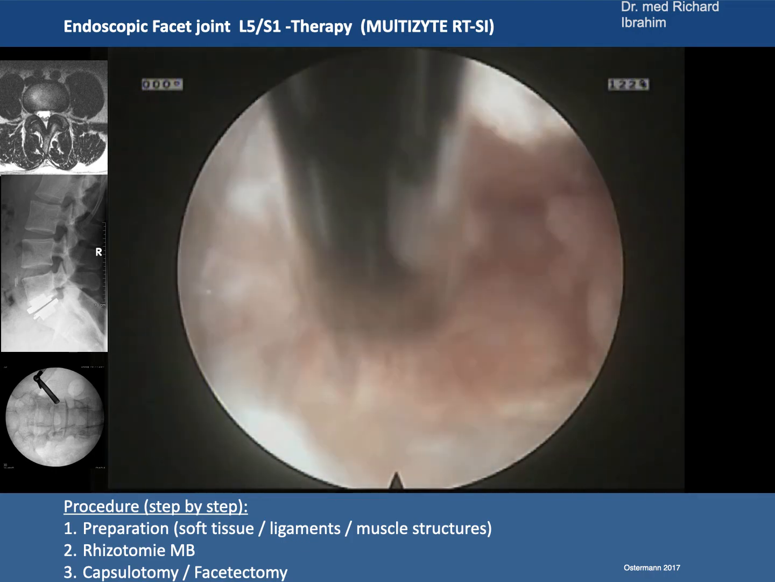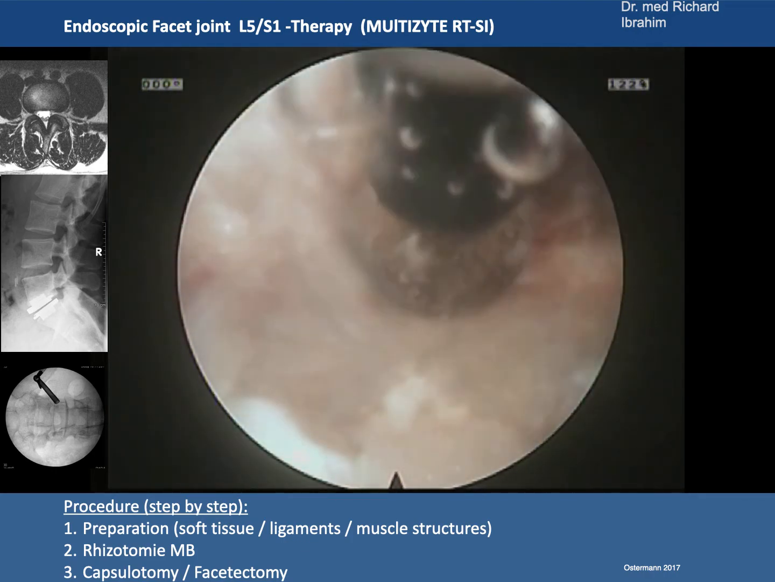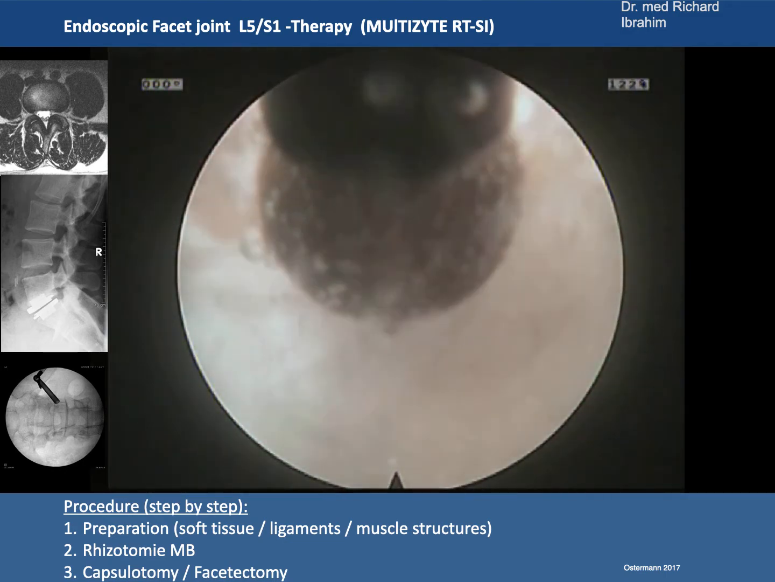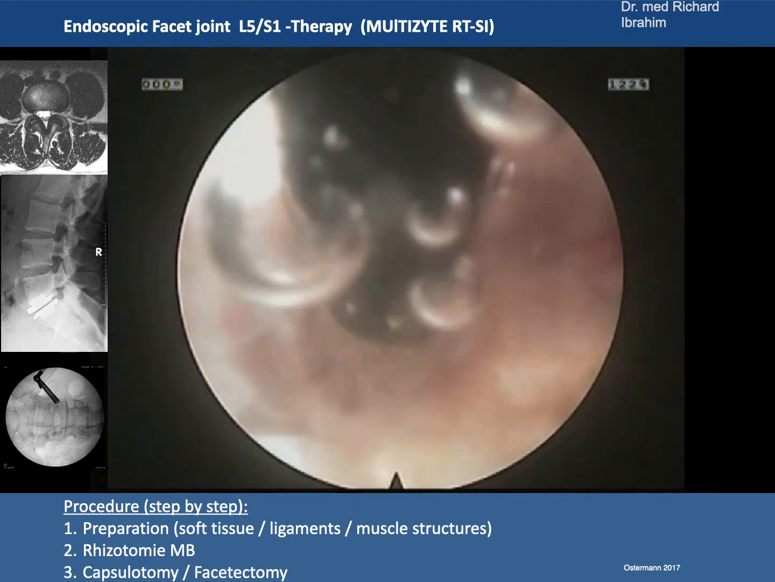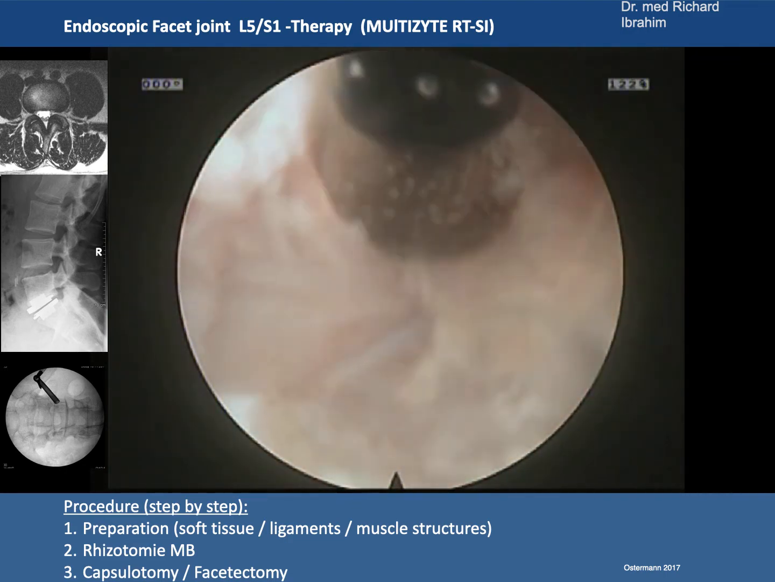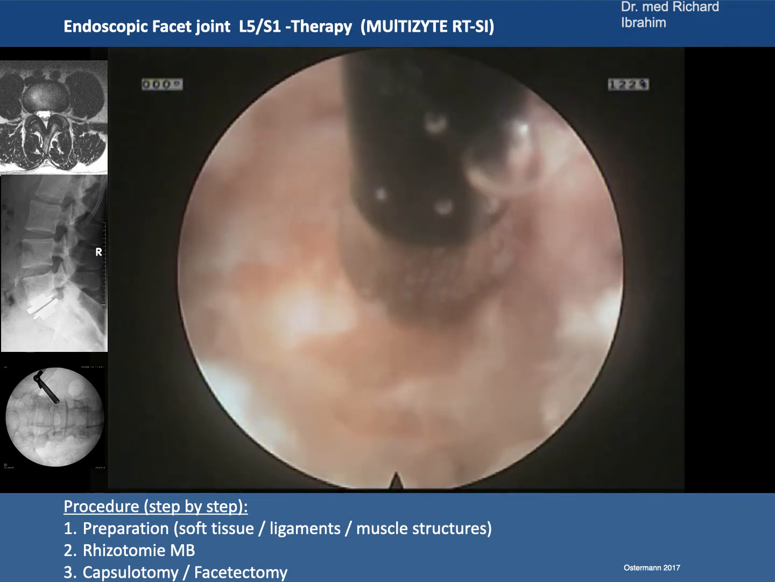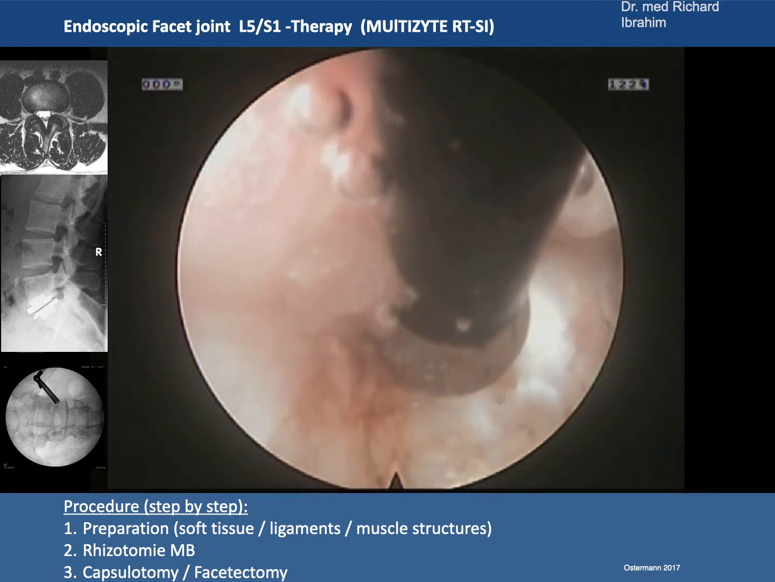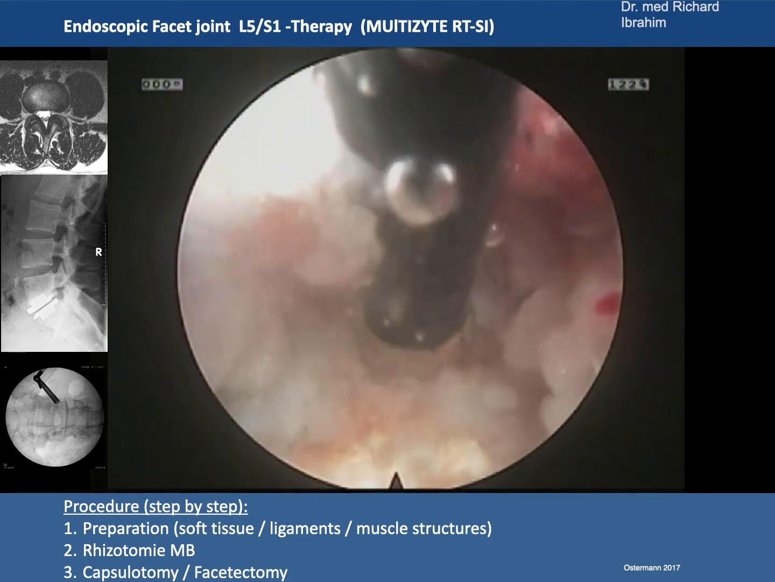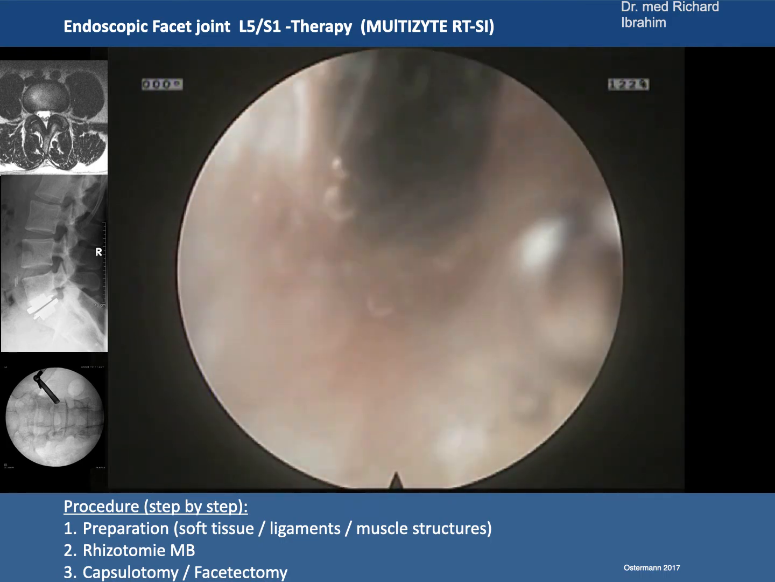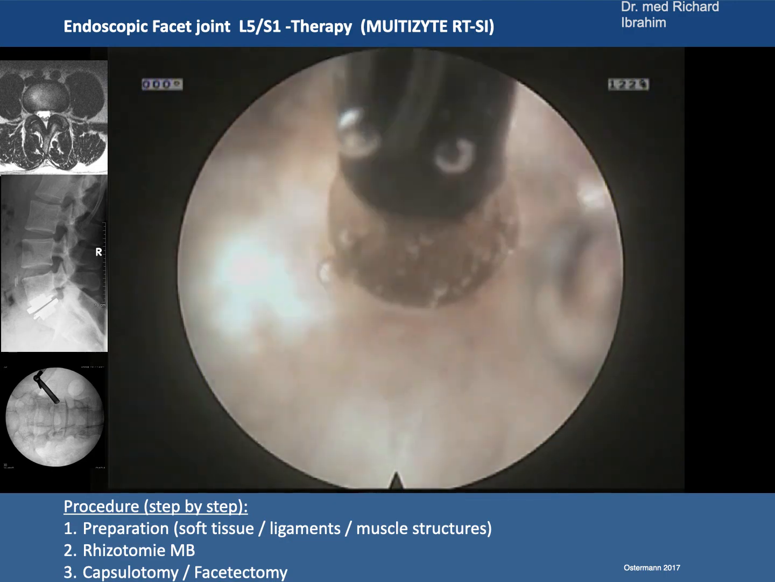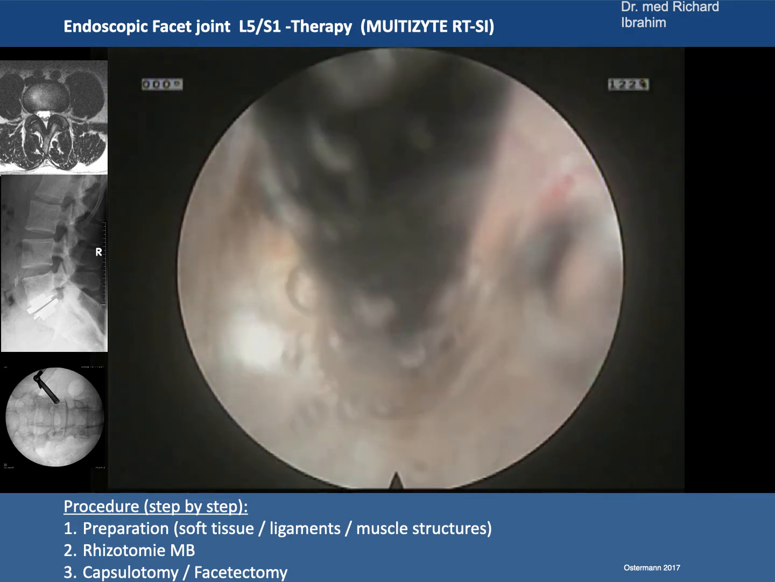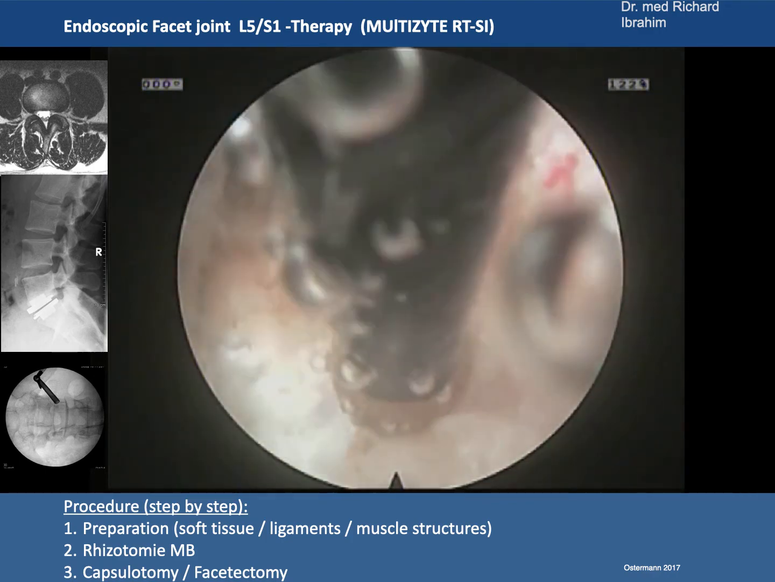And then what I do here clearly is a monopolar, taking all the soft tissue areas away. So the first step is to make a muscle release to the multifidus, and then you go step by step down over the soft tissue area down to the facet joint. So you see here this area. If you look now, the medial part is at 6 o'clock, the lateral part is at 12 o'clock, the cranial part is at 9 o'clock, and the caudal part is at 3 o'clock.